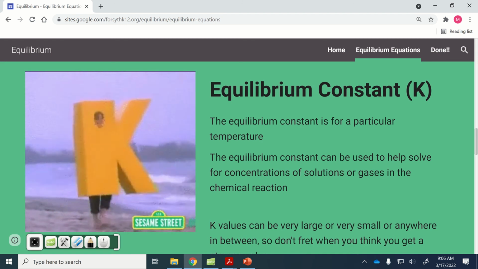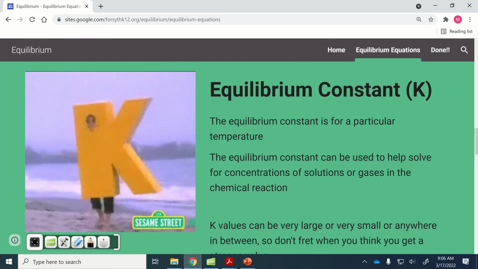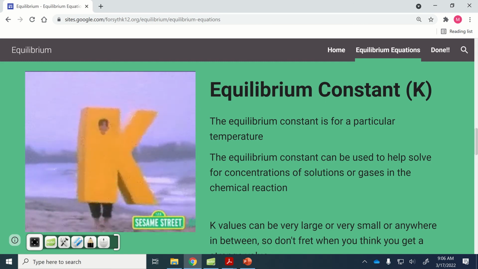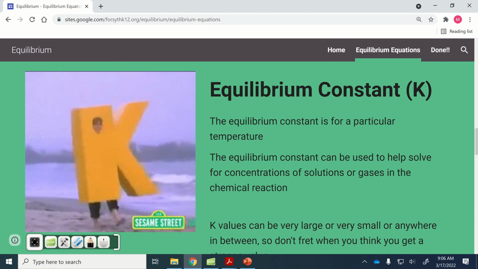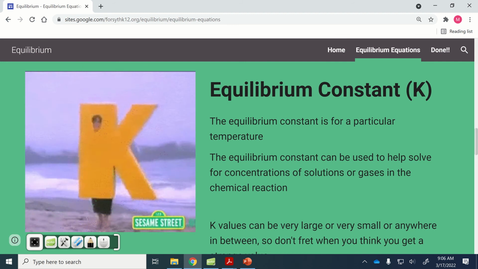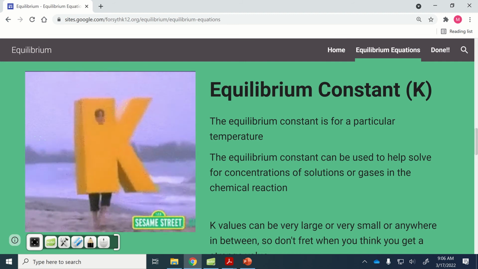So K values. What is K in the end? What does K mean? K stands for the equilibrium constant, and it is for a particular temperature. So the same reaction could have multiple equilibrium constants if I keep changing the temperature. That's why you'll see in some of the problems it'll say at a constant temperature, at this temperature. We can kind of ignore it. We just need to know that the temperature's not changing.